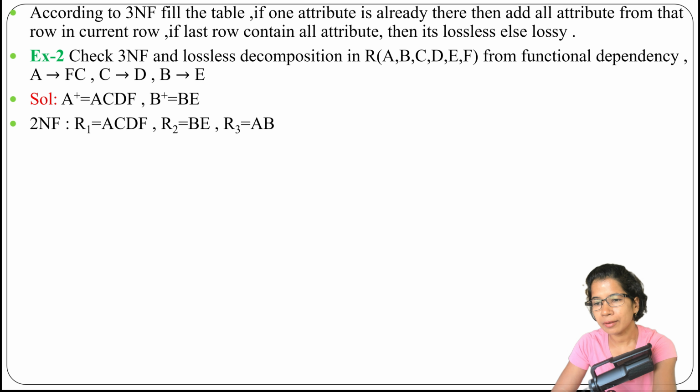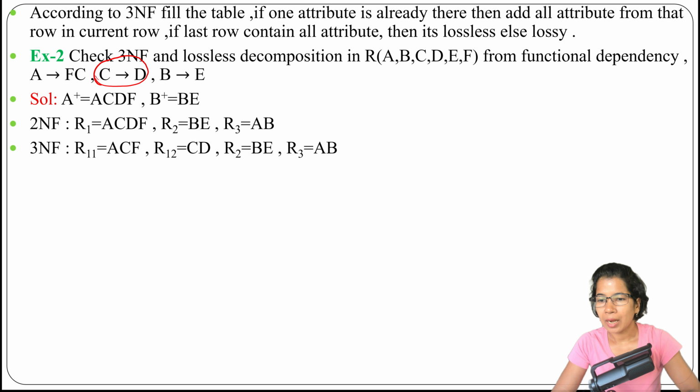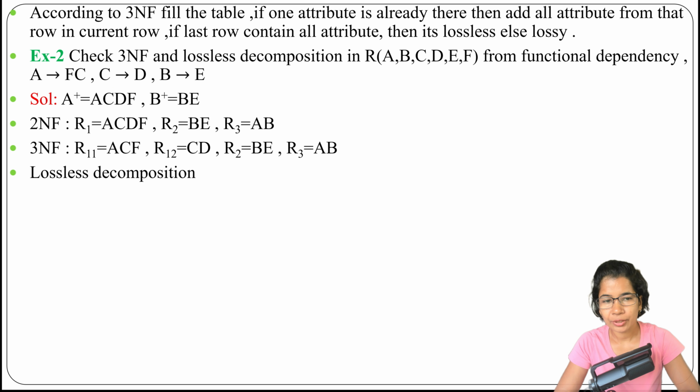Now in 3NF, this CD will separate from A, F, C, as this is a transitive dependency. So only R1 will decompose. R1 will be ACF and CD. R2 and R3 will be the same. So now we'll check whether it is lossless or lossy by the table method.